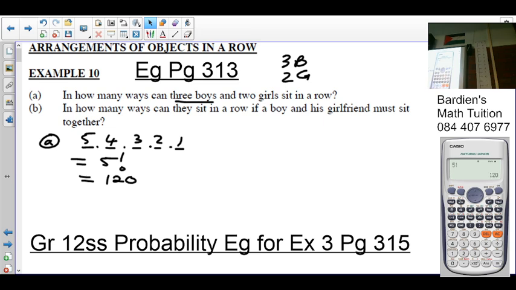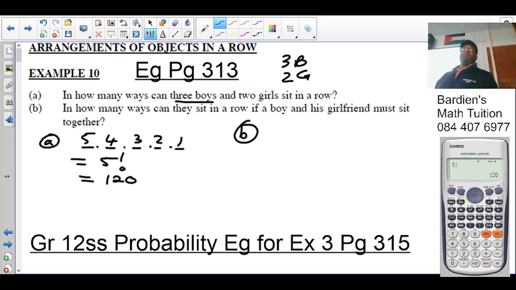Okay, let's look at B. In how many ways can they sit in a row if a boy and his girlfriend must sit together? So, how many seats are there? How many seats should I draw?